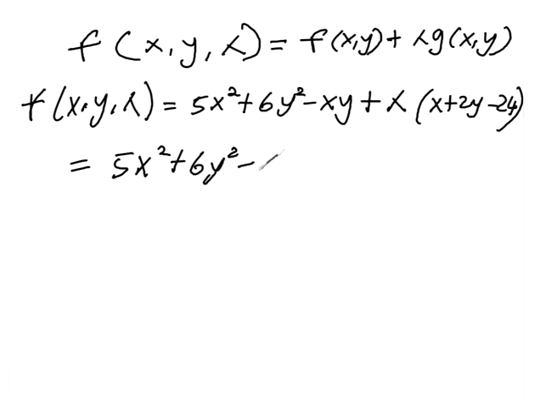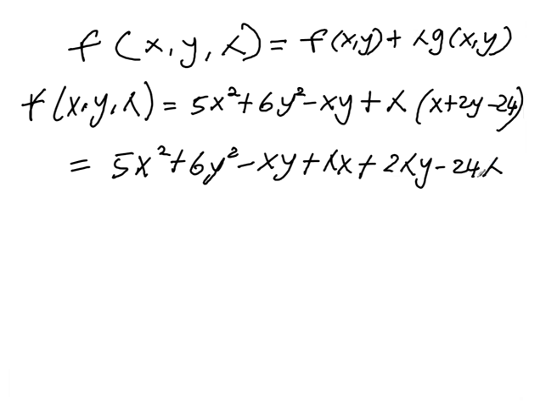Let's expand our equation. Lambda multiplied with x will give you lambda x. Lambda multiplied with 2y will give you 2 lambda y, minus 24 lambda.